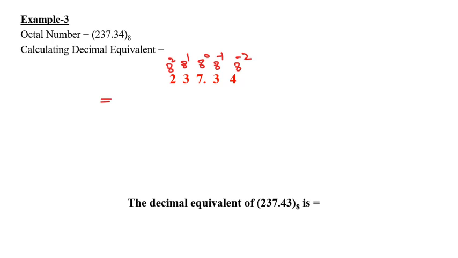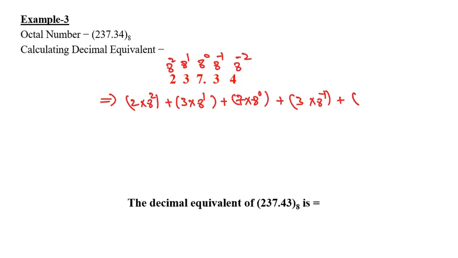Now in the second step, we need to multiply each digit by its positional value, that is 2 into 8 square plus 3 into 8 power 1 plus 7 into 8 power 0 plus 3 into 8 power minus 1 plus 4 into 8 power minus 2.